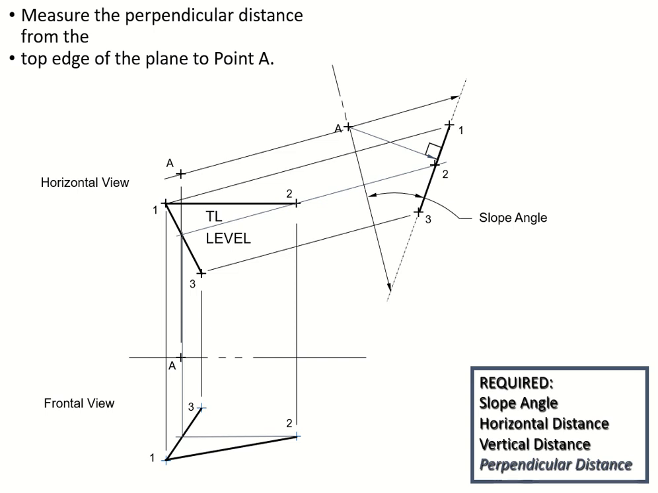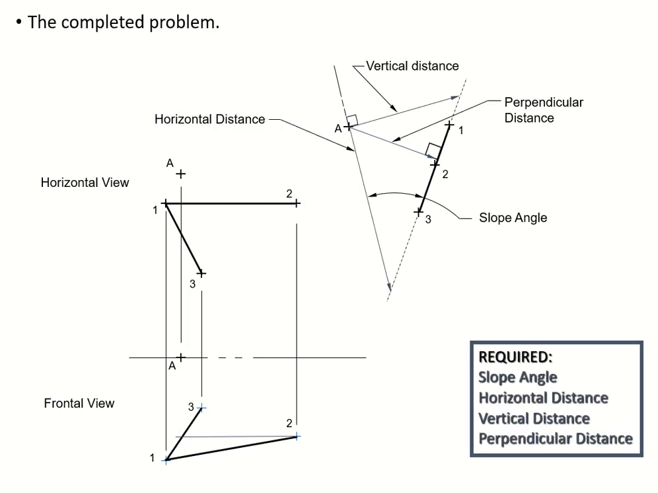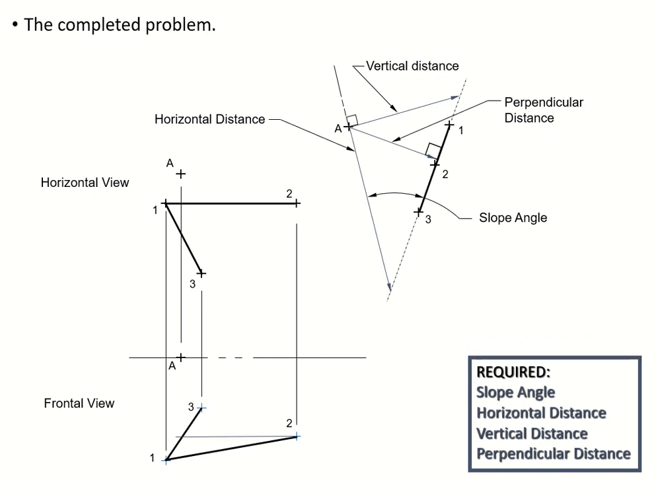Then we can get rid of all of our drawing lines, yeah? Erase it. Your horizontal distance, vertical distance, your slope angle, and your perpendicular distance. Okay? That's where your antenna unit is going to be.